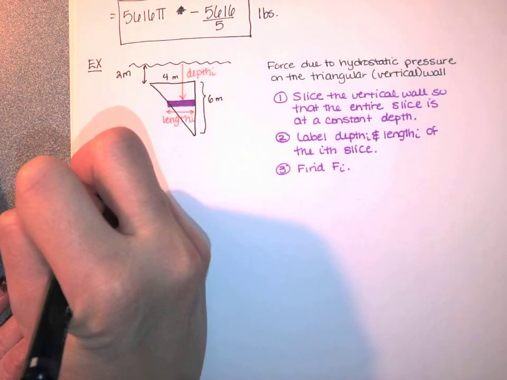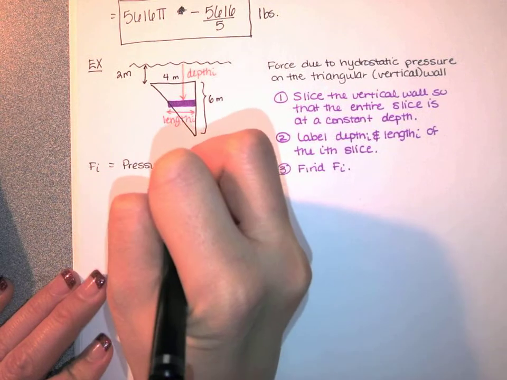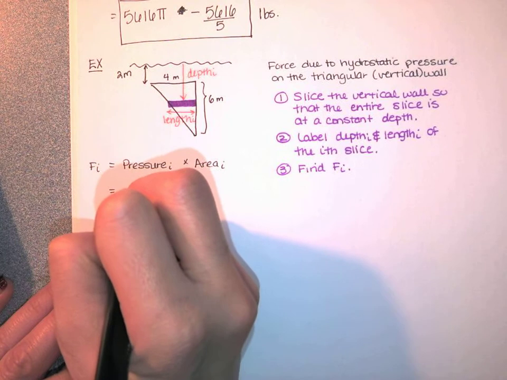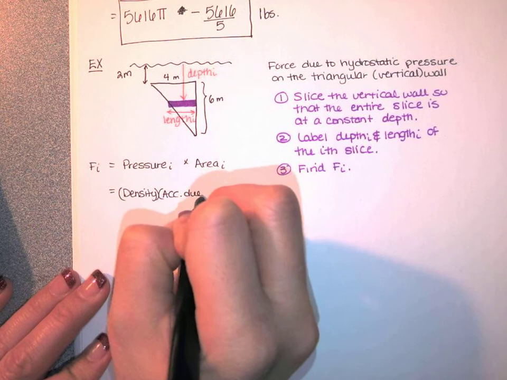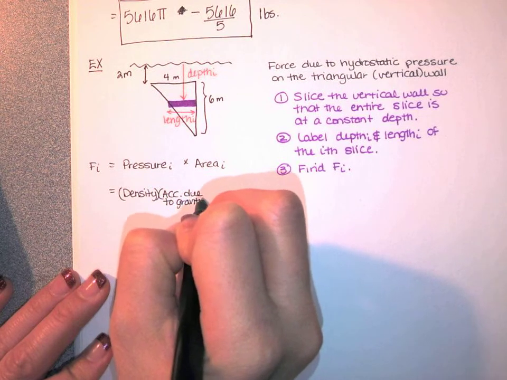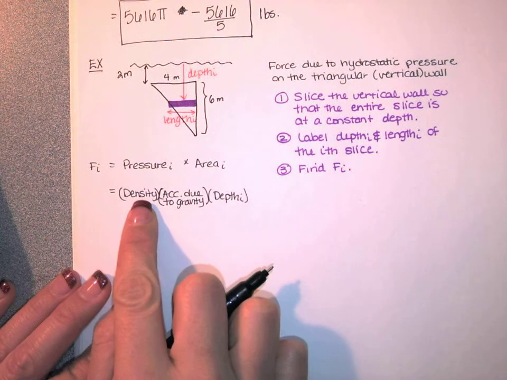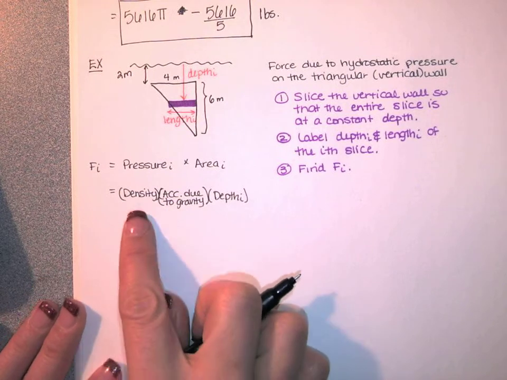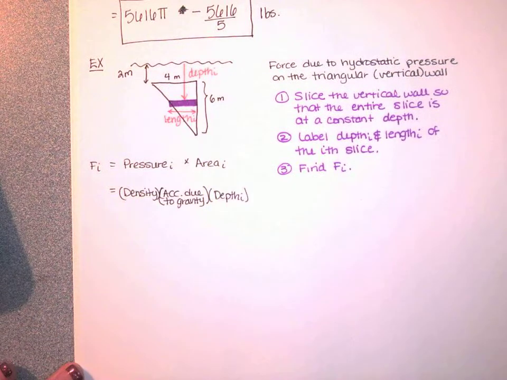So our force is pressure times area, and pressure is density times gravity, the acceleration due to gravity, times depth. Density is a property of the fluid. Acceleration due to gravity is a property of the planet that you're on. And then depth is dependent on the picture. It depends on how far underwater that little piece is.